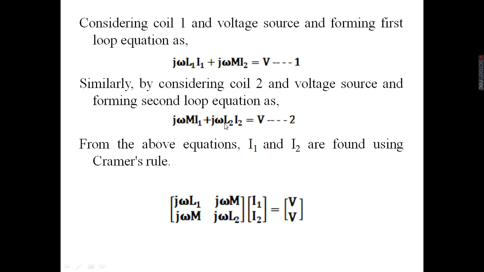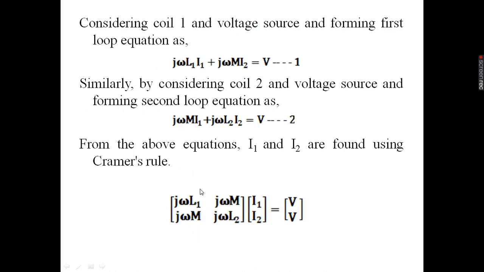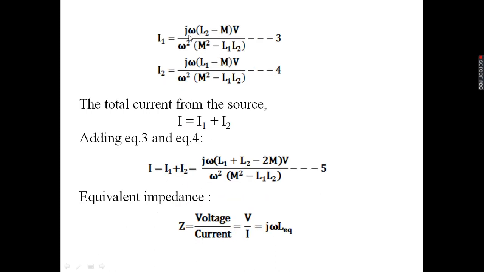Now we have two equations, and we can solve them for the unknowns I1 and I2. We put them in matrix form and use Cramer's rule to find the currents I1 and I2. For I1 we get J omega times (L2 minus M) times V divided by omega square times (M square minus L1 L2). Similarly for I2 we get J omega (L1 minus M) V divided by omega square (M square minus L1 L2). These are equations 3 and 4.